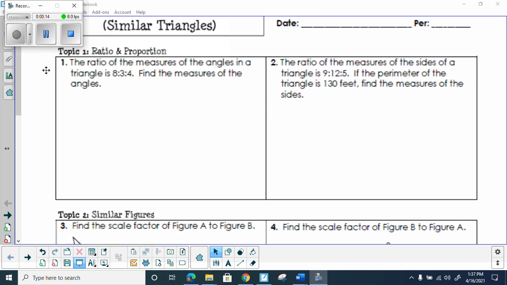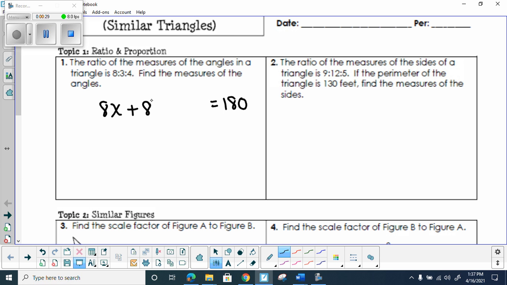Okay, very quickly. Number one, we've got that the three angles of the triangle will add up to equal 180. Okay, you take your three numbers from the ratio, and each one of them is getting multiplied by the same number. So we'll just call that number x, right? So here's one angle, this is the second angle, third angle. Okay, you're going to solve that out.